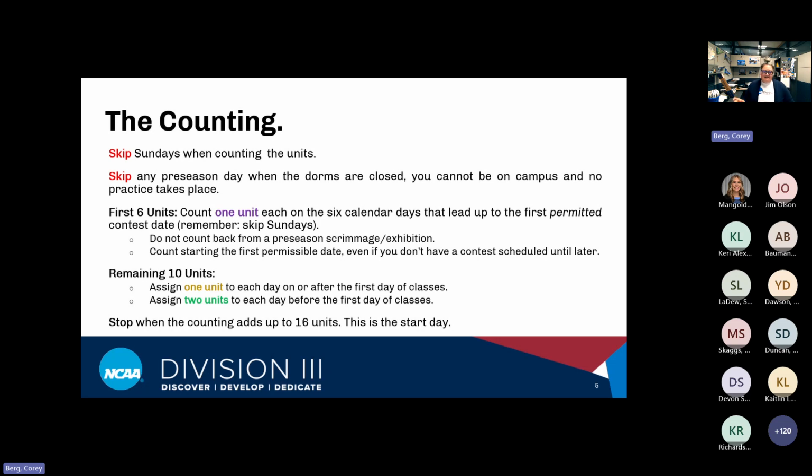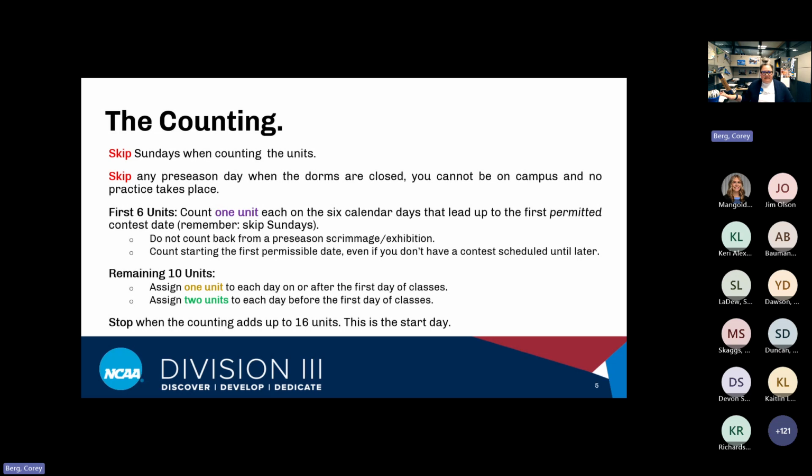The first 6 units go on the 6 calendar days leading up to the first permitted contest date for your sport. Not a scrimmage, not an exhibition, but the first full-on contest. And even if you don't have a contest scheduled for that date, if you want to make the most of your preseason, make sure that you're counting back from your first permitted date, not necessarily your first scheduled date.